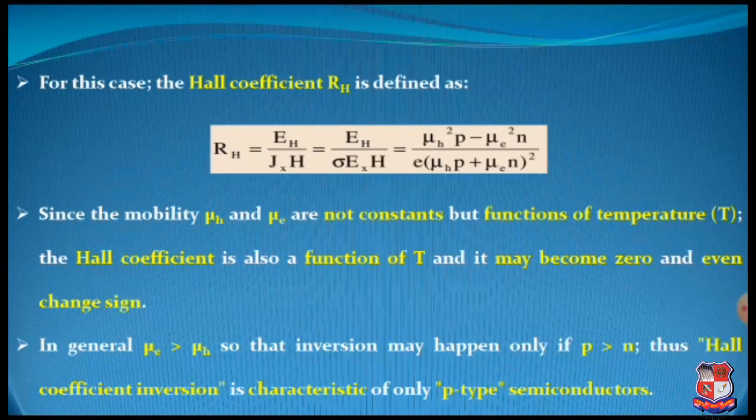In general, the carrier mobility of electrons is higher than the carrier mobility of holes, so that inversion may happen only if the number of holes is greater than the number of electrons. Thus, hole coefficient inversion is characteristic of only p-type semiconductors, because in the p-type semiconductors we already know that the number of holes is much higher than the number of electrons.